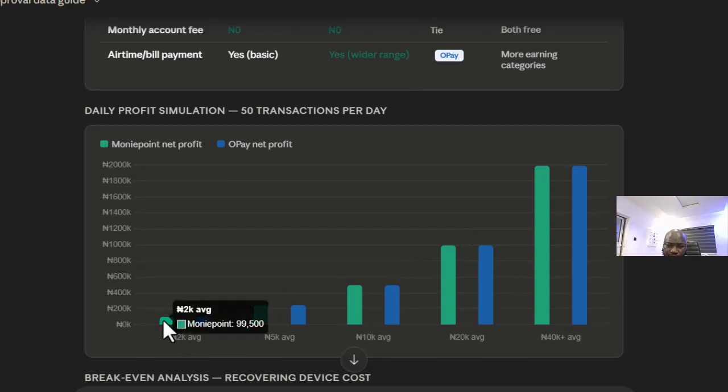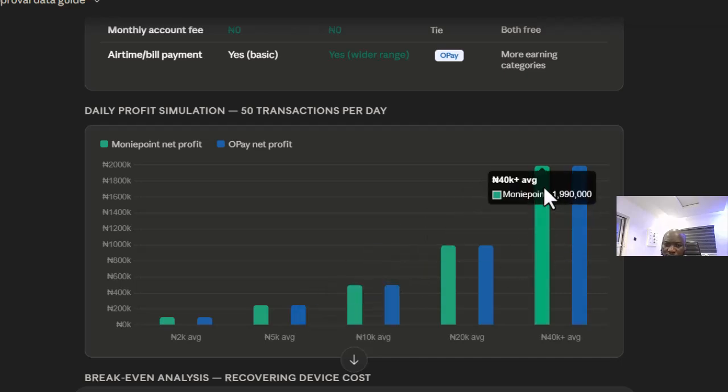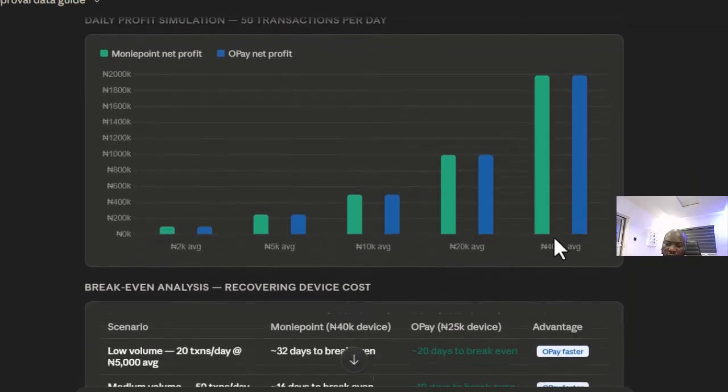You can see based on the transaction, 2K average, 2K average. You can see if you are doing 50 transactions on a daily basis, so if it's within, what's it called, I think this falls under 200,000 naira, you're going to be making, is it 5K, I guess. So you can see this one too, and on this one which is 40K plus. So most likely all these platforms work hand in hand together.